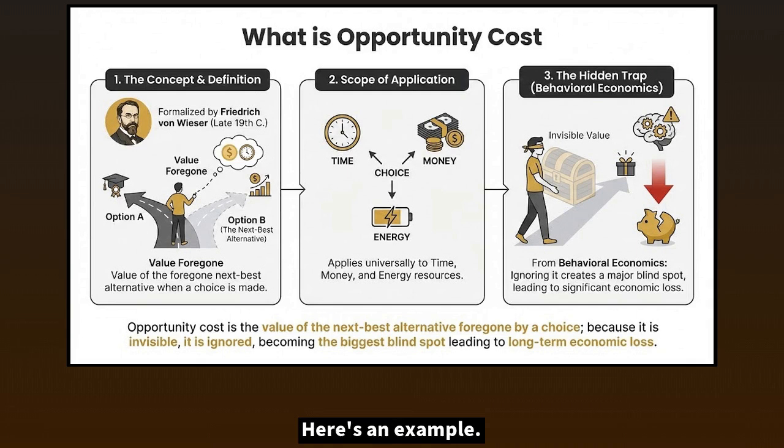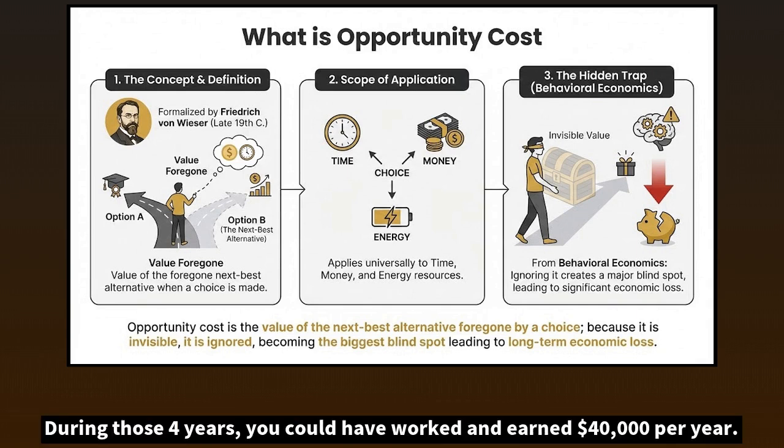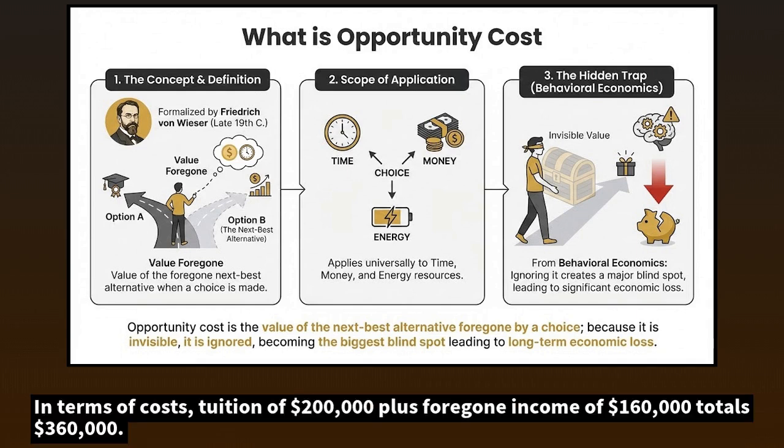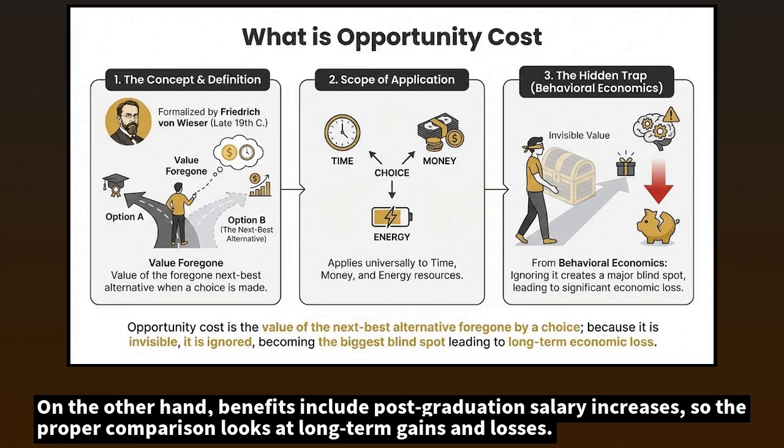Here's an example. You go to college. Tuition is $50,000 per year. But the true cost isn't just that. During those 4 years, you could have worked and earned $40,000 per year. That's $160,000 over 4 years. This is the opportunity cost. In terms of costs, tuition of $200,000 plus foregone income of $160,000 totals $360,000. On the other hand, benefits include post-graduation salary increases, so the proper comparison looks at long-term gains and losses.